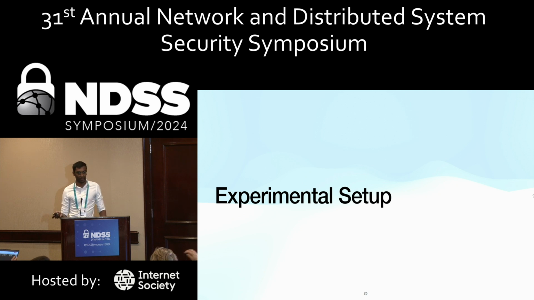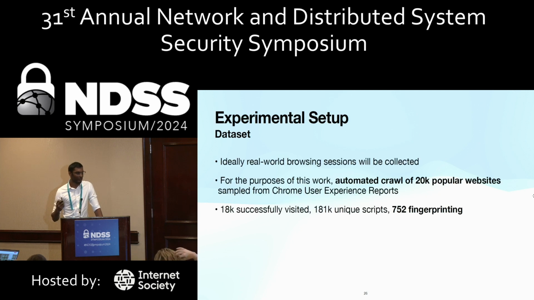Now that the system is in place, I'll be going through the experimental setup that we used to test our system's effectiveness. Although ideally we would want to collect real-world browsing sessions and test the FPFET system on top of these real-world browsing sessions, for the purposes of this work, we wanted to test the viability of such a system in the first place. Therefore, we collect an automated crawl of 20,000 popular websites. Based on these 20,000 websites, we collect about 181,000 unique scripts, out of which 752 were found to be fingerprinting.